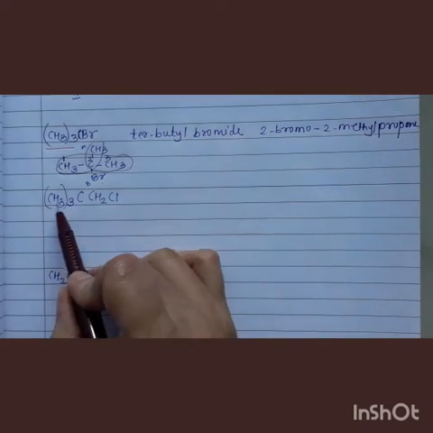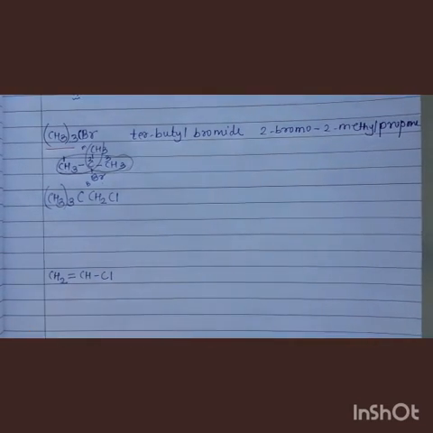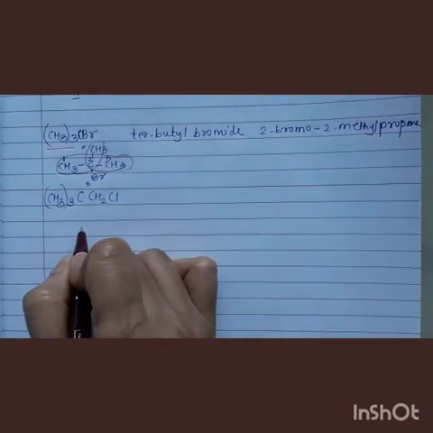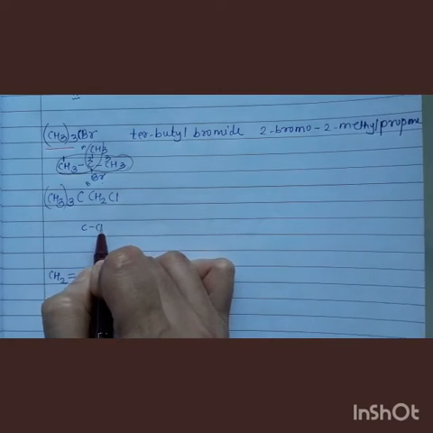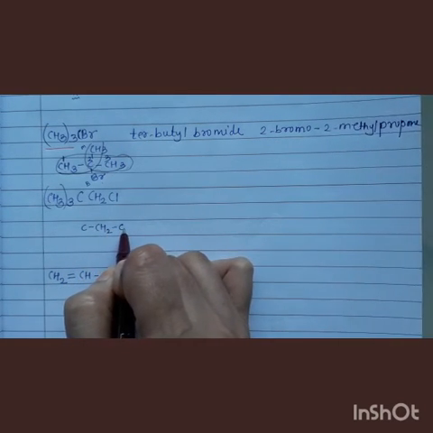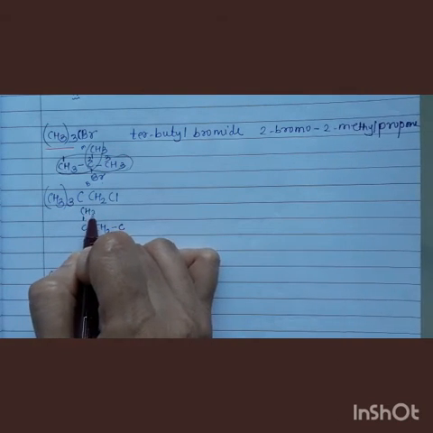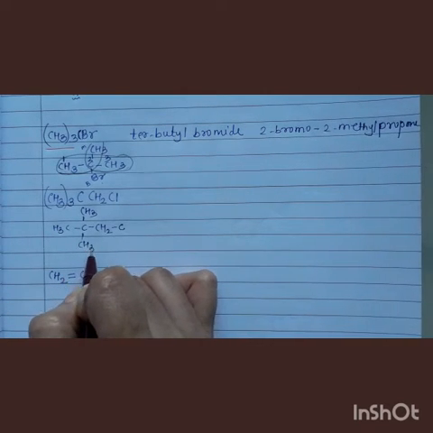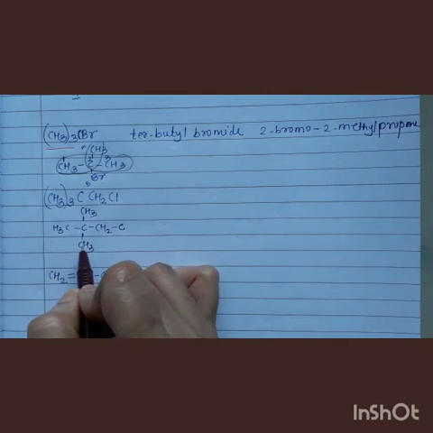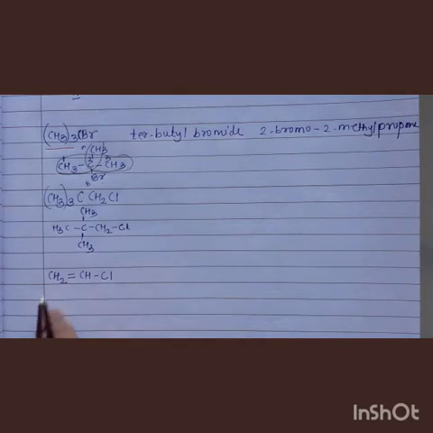This compound is CH3 thrice CH2Cl. This structure also we can write in one easier way. This carbon atom is directly attached to CH2 and then this chlorine is there. Now here 3 CH3 groups are there, so let us show in this way: CH3, CH3, CH3. So CH3 thrice CH2Cl. Now let us write its common name first.